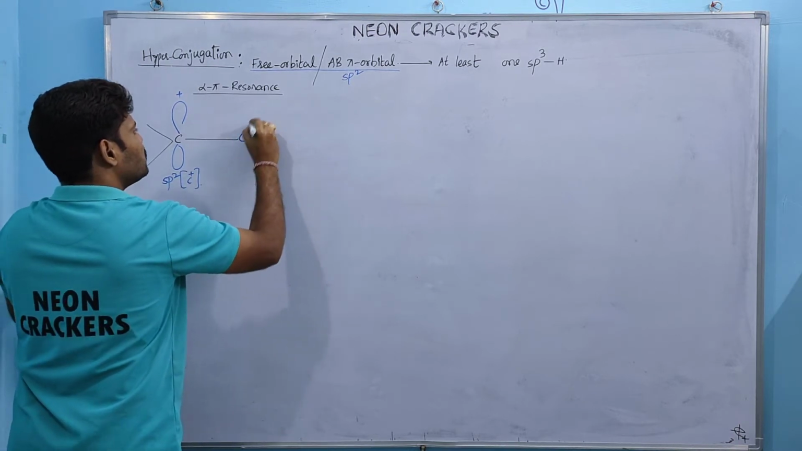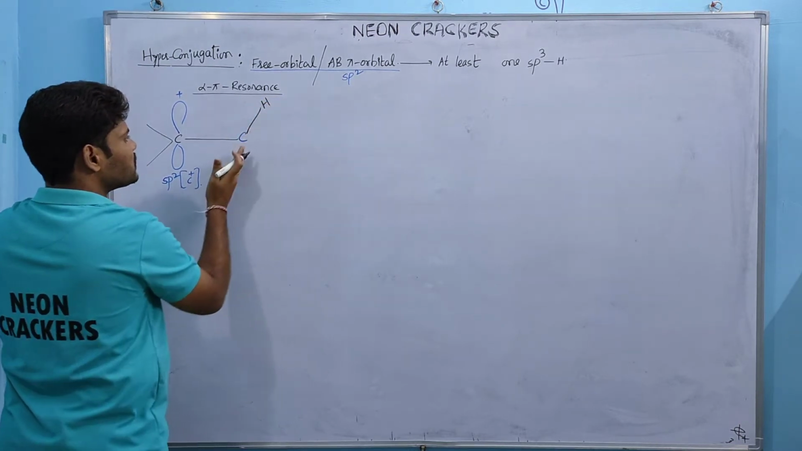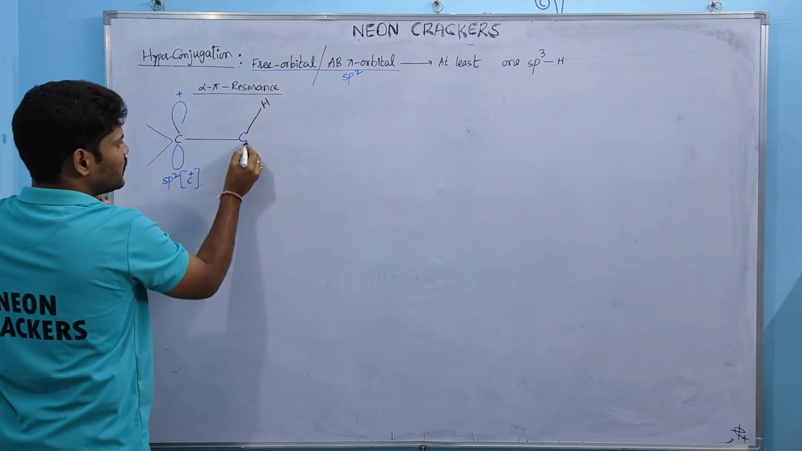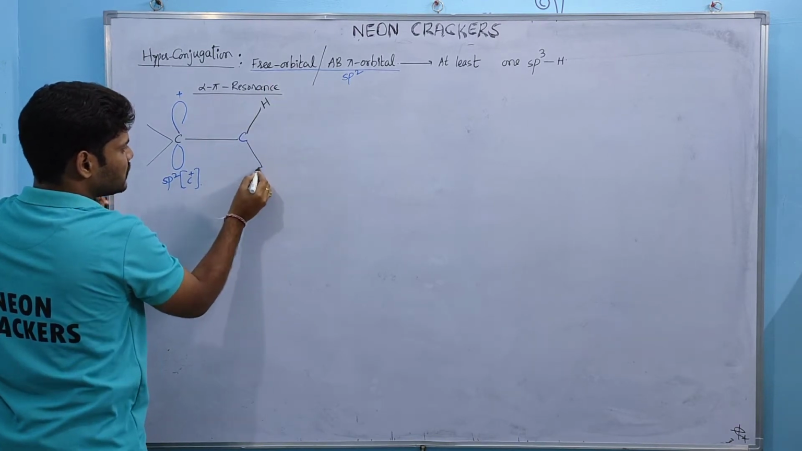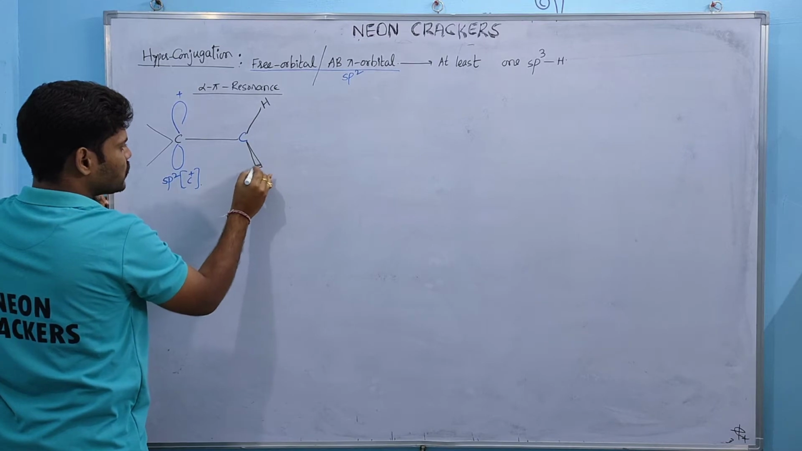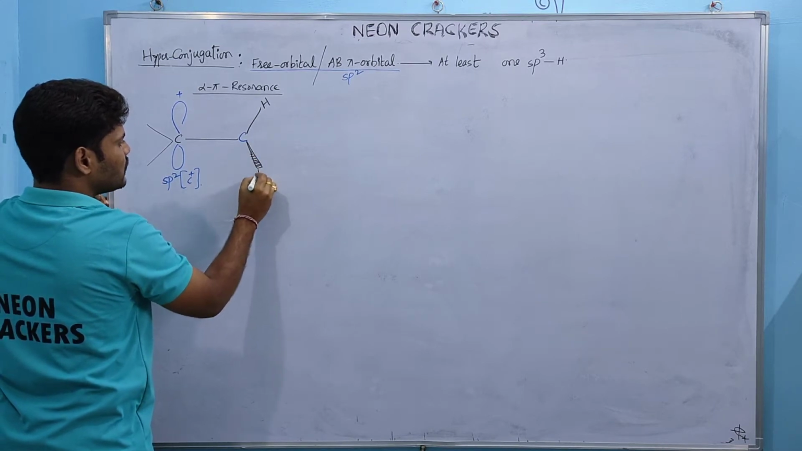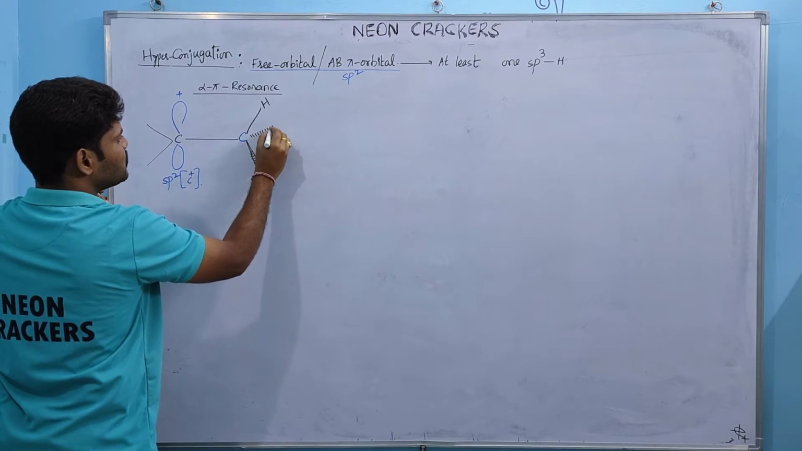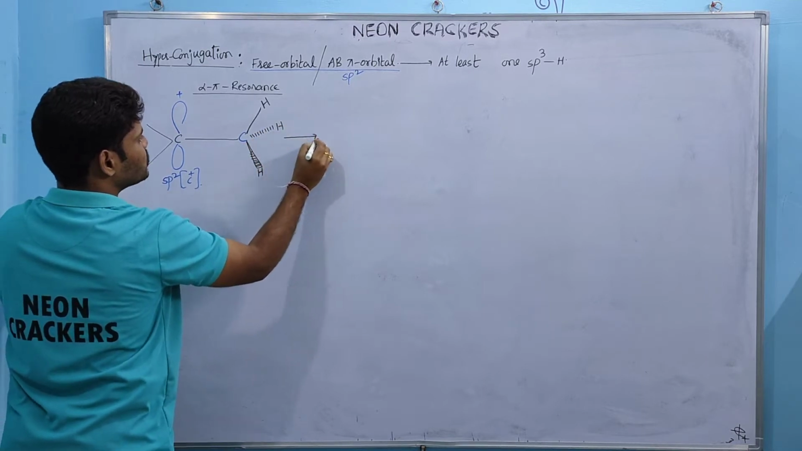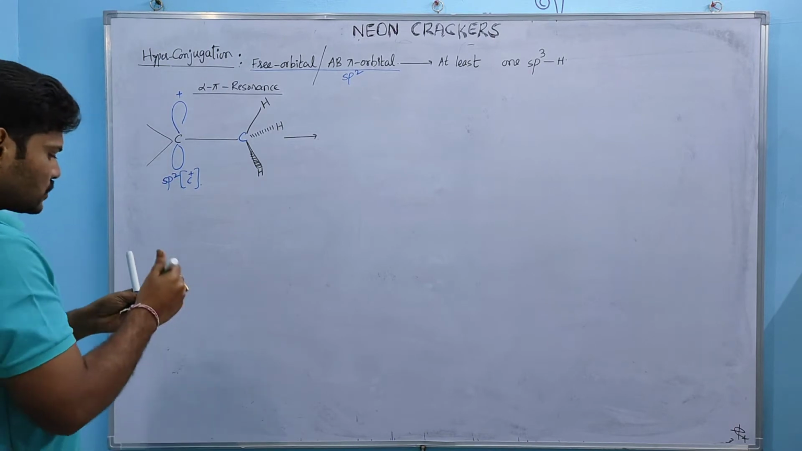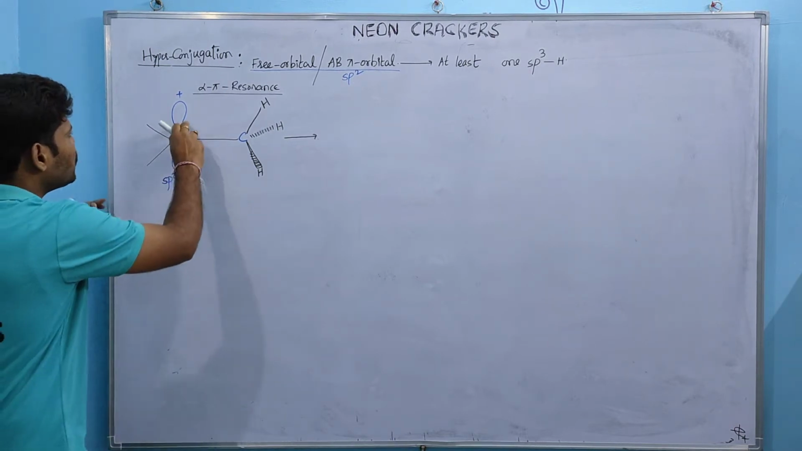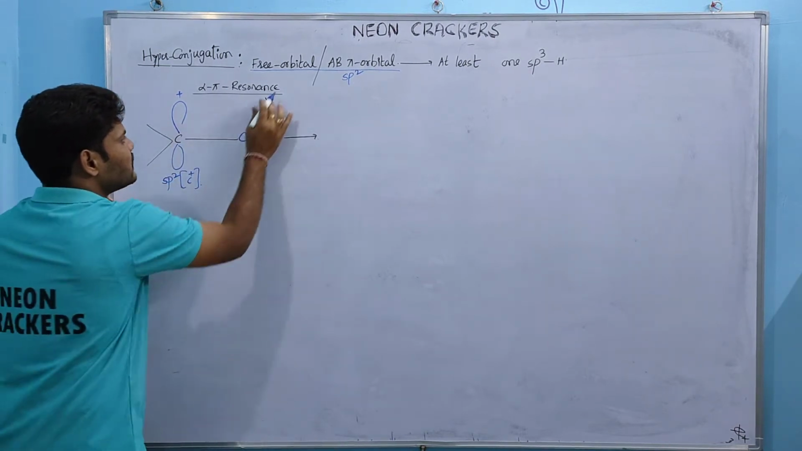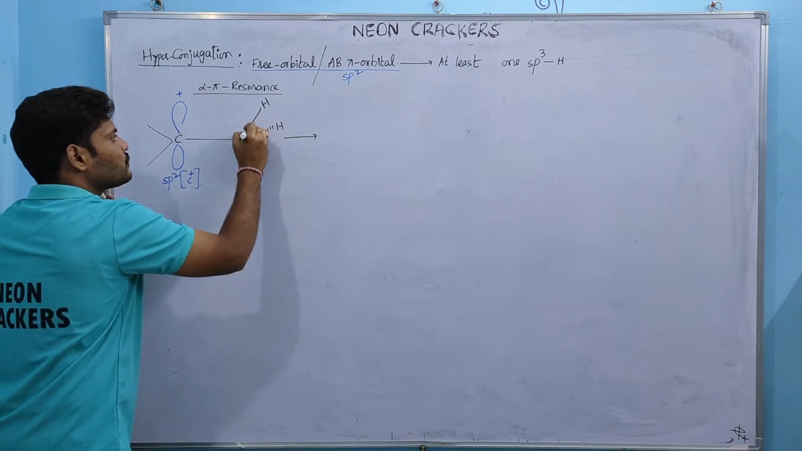Now this carbon is having sp3. So in the 3D representation, this hydrogen is on the plane, and the remaining 2 hydrogens are 3D like this. If you imagine practically, one is above the plane, one is below the plane. Actually there are 3 hydrogens. So what is happening here? This will be the free lobe. Here a CH bond is there.